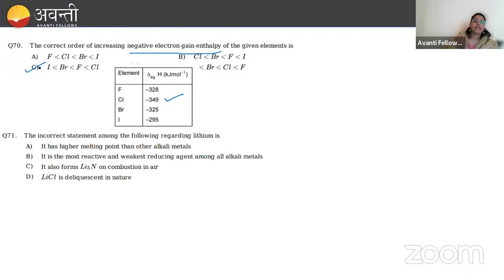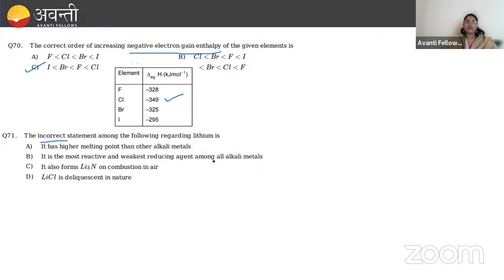Next problem: the incorrect statement among the following regarding lithium is. सो लिथियम के बारे में हम लोगों को 2-4 स्टेटमेंट दिए हैं. It has higher melting point other than alkali metals. सो हमको यहाँ पे फाइंड आउट करना है इनकरेक्ट स्टेटमेंट. It is the most reactive and weakest reducing agent among all alkali metals.